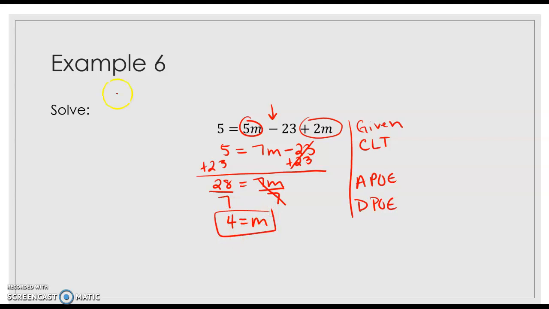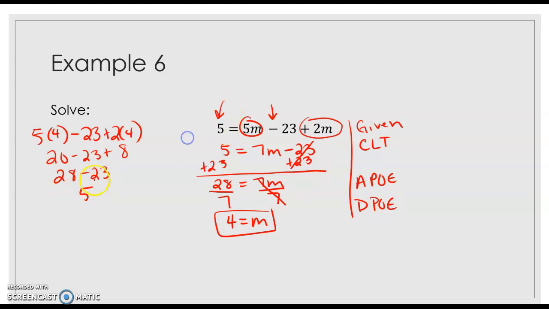And if I'm not sure, then I can take 5 times 4 minus 23 plus 2 times 4. And so 5 times 4 is 20 minus 23 plus 8. I'm going to do 20 plus 8 to get 28, and then minus 23. And then 28 minus 23 is 5. And that's what the left equals the right, and therefore this is correct. I've just checked my answer and I got the correct answer.